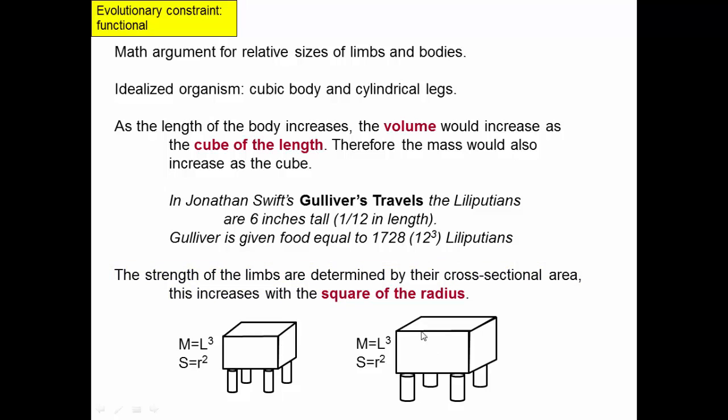For example, if doubled in size here, the mass would go up by 8 times, so you need to have the square root of 8 times thicker limbs, which is almost 3 times thicker. So when the body doubles, the limbs would have to triple in thickness.